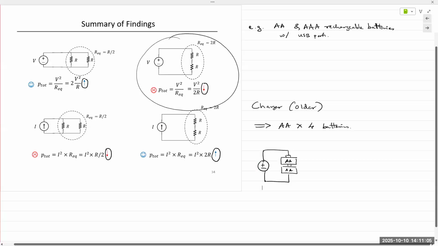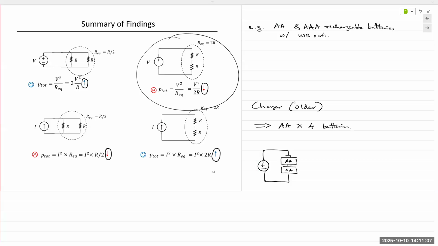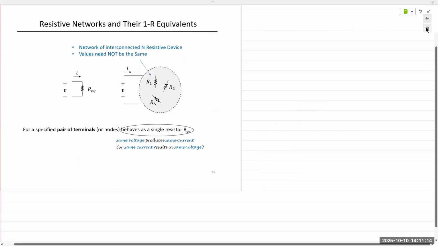Okay, we stopped here last class, some of your findings for power equations. Let's continue on from there. We look at derivations of REQs for a resistive network.